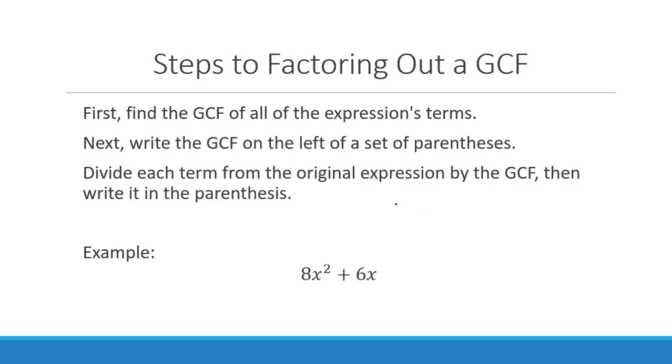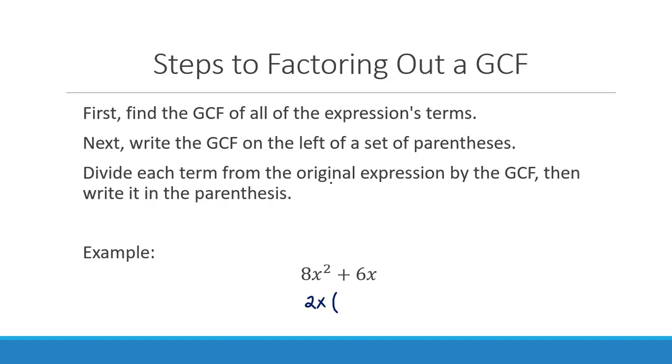So let's look at the steps here. First, find the GCF. So let's look at this example. What's the number that will go into both 8 and 6? The highest number would be 2. Variable-wise, we've got an x squared and an x, so the lowest exponent would just be x. So there's my GCF. It says we want to write that GCF on the left-hand side of a set of parentheses. So we take out 2x and we draw a parentheses.